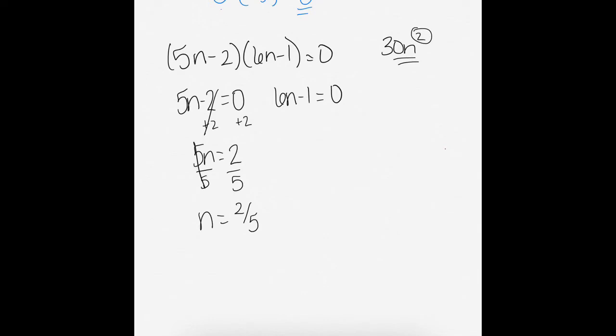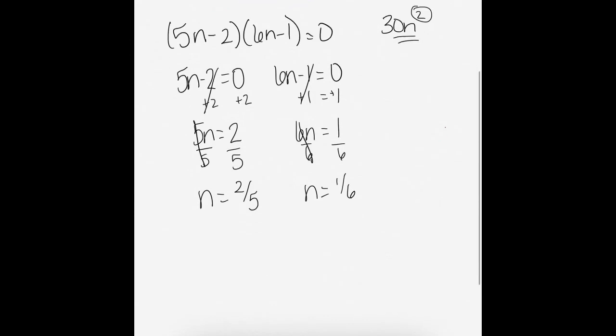We have to do the same thing for this other binomial, 6n minus 1 equals 0. Add 1. Those cancel, and I'm left with 6n equals 1. Then solving for n, I'll divide by 6. I'll get n equals 1/6. Again, I'm going to leave it like that because that is exact.